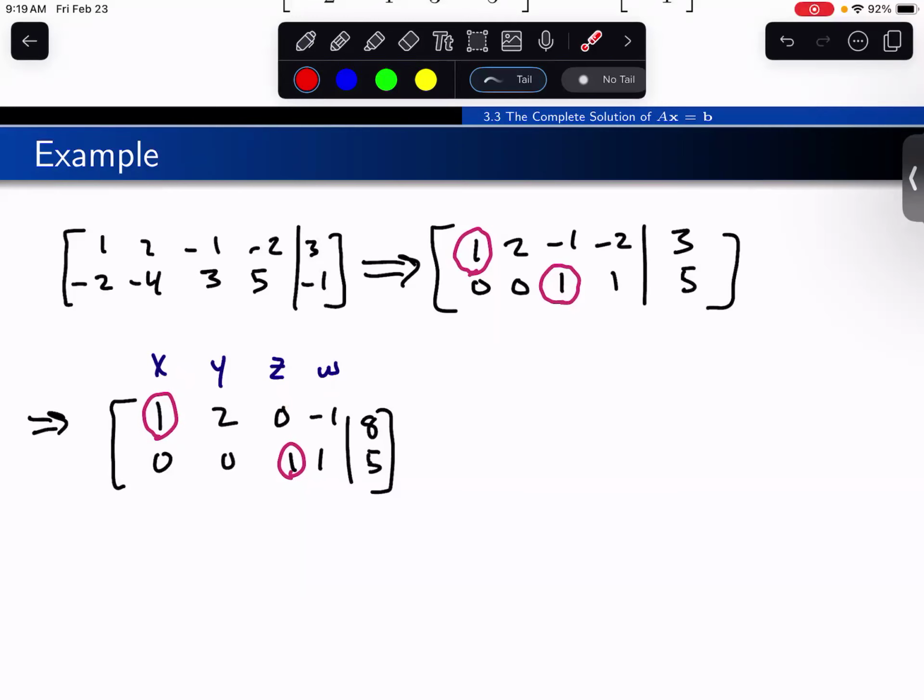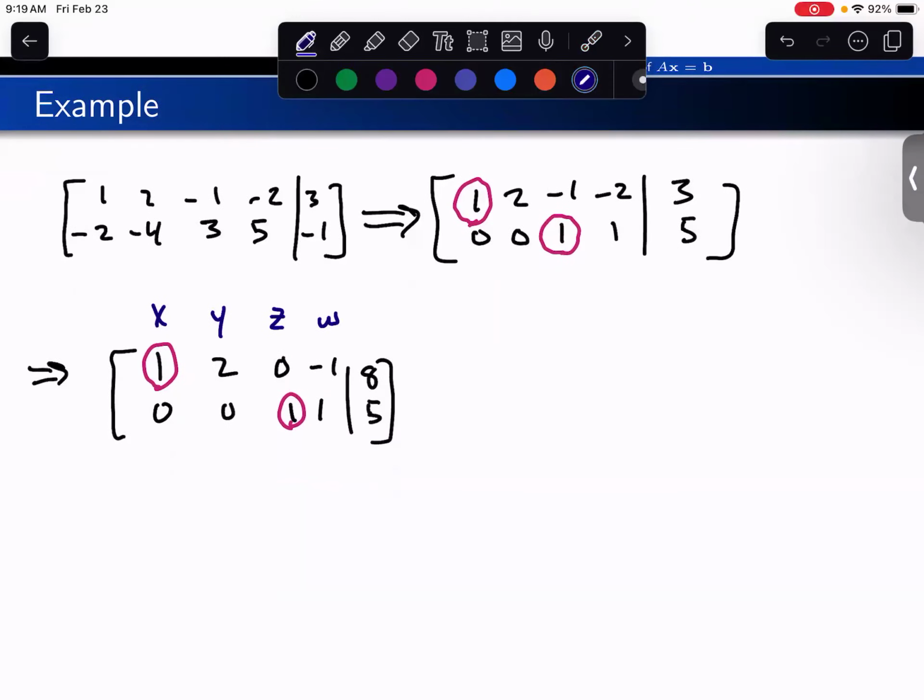And so at this point, we can read off the following system of linear equations. So we have x plus 2y minus w is equal to 8. And then we have that z plus w is equal to 5.